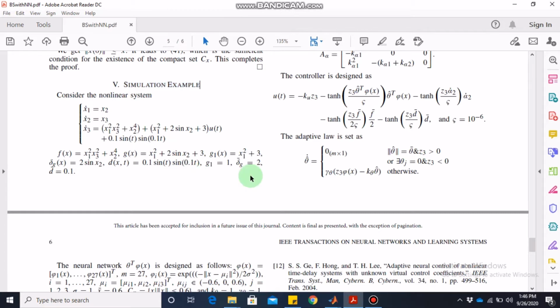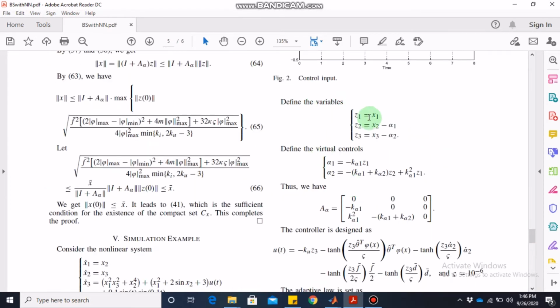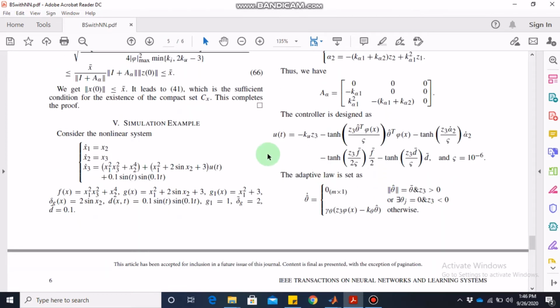Before we start looking at the code, let's look at the different values that are given here. For example, g1 is equal to 1, delta bar g is 2, d bar is 0.1, and then they have defined z1 is equal to x1, z2 is equal to x2 minus alpha 1, z3 something like this, alpha 1, alpha 2. Then they have defined this control law that we are going to simulate, and the adaptive law that is also going to be simulated in MATLAB.